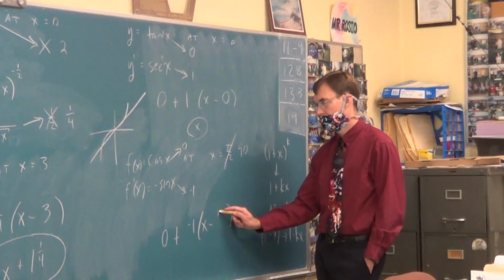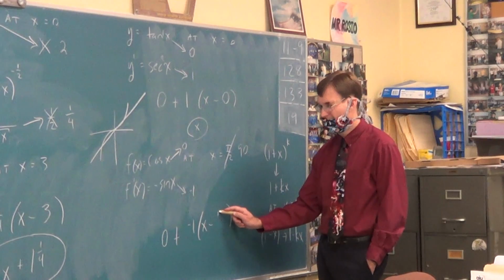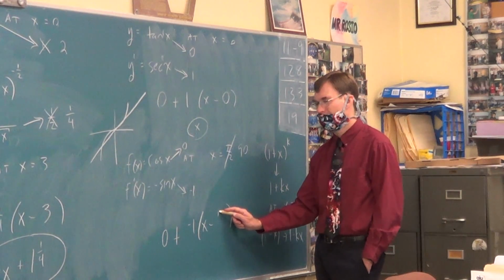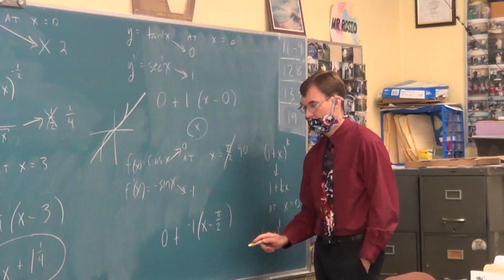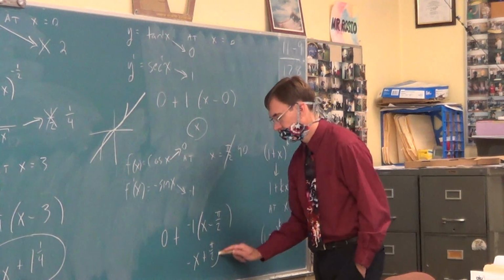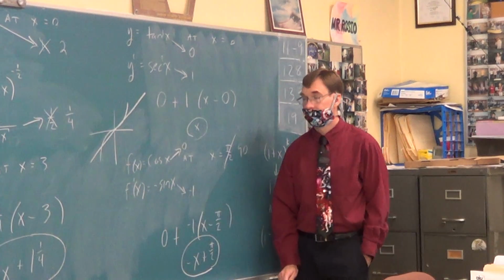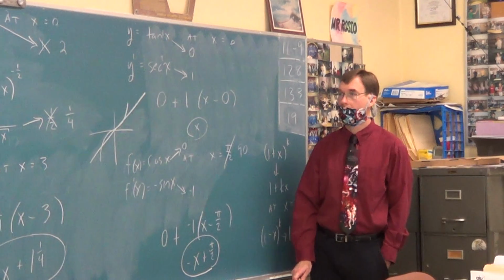X minus 0. Oh, wait. You want 90. We could think 90, we can't use 90, however. We're stuck with pi/2. So we get negative x plus pi/2. And on we go. Most of the time you're probably waiting for the hard one to drop.